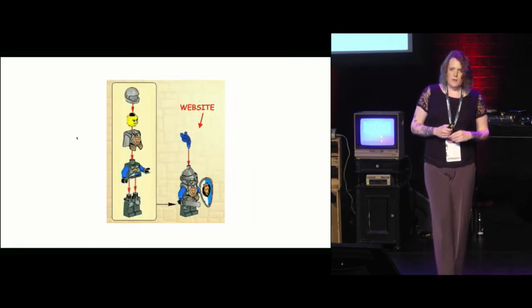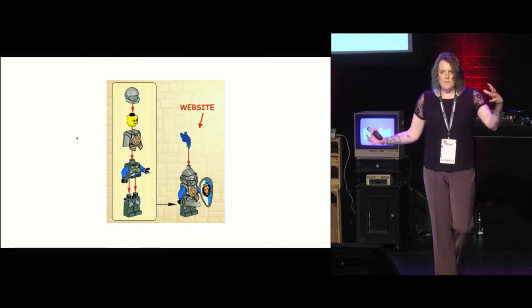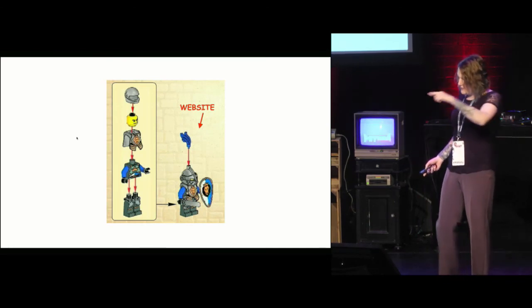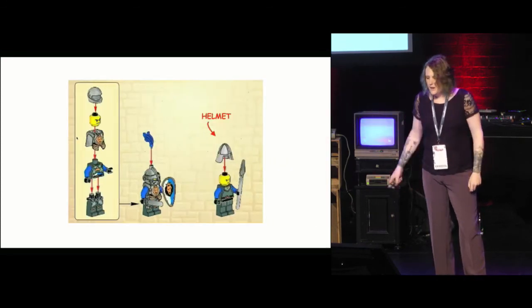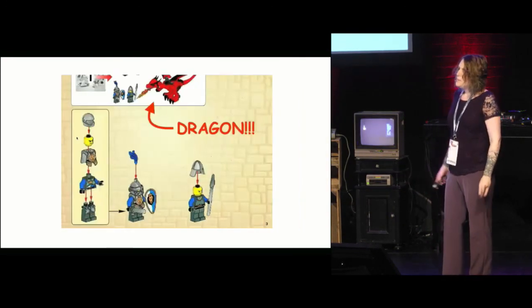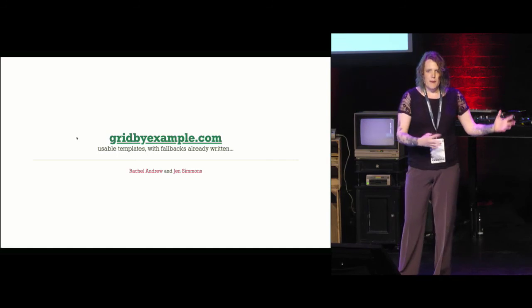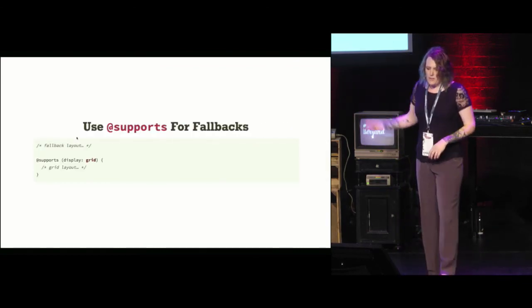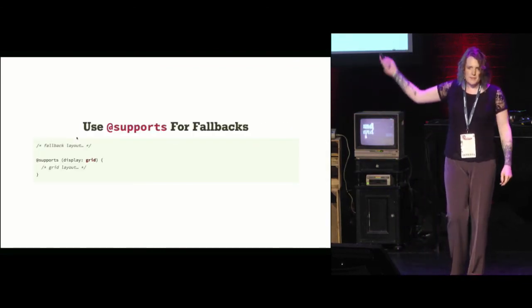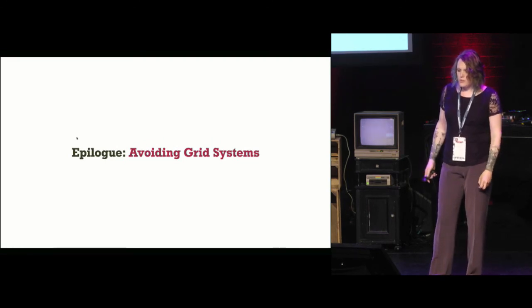There's a lot of help you can find out there. Once we have these pieces, we can start to clip them together. Snap, snap, snap. We get a website. And we remember to wear our helmet because there's dragons. So if you run into dragons, go to gridbyexample.com. This is Rachel Andrew and Jen Simmons' website. They give samples of many common layouts and how you would build them with grid, also how you would do like an image gallery, etc. There's a lot there. They also give you fallbacks. You can use asset ports for those.